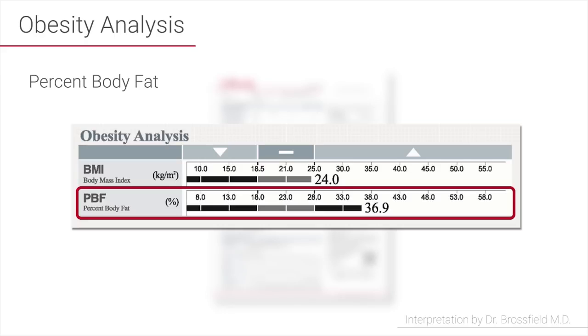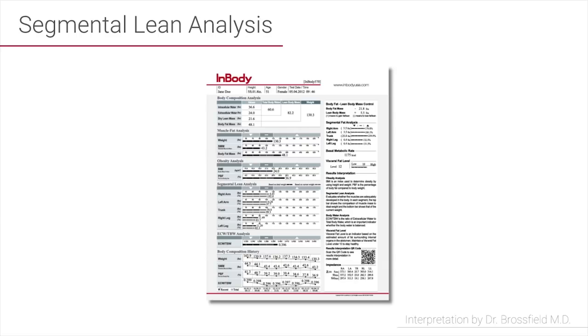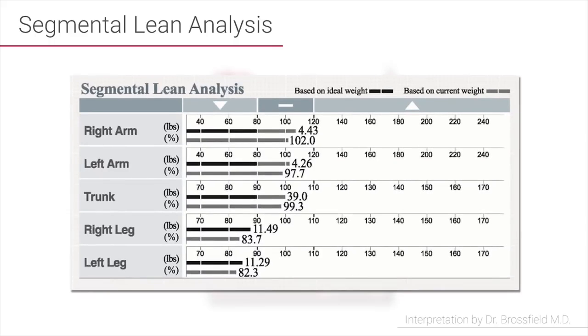So body fat percentage is the most accurate way you can tell whether you're healthy based on your fitness or your body fat level. The next segment of the results sheet is the segmental lean analysis. In this segment, it breaks out every part of your body: each arm, your trunk, each leg, and tells you how many pounds of muscle is in each segment.